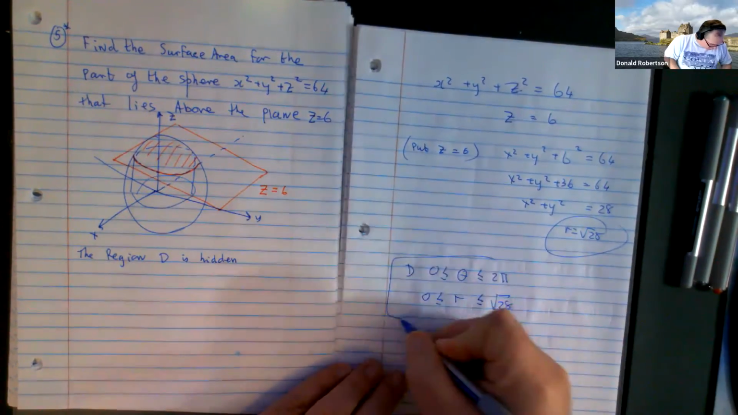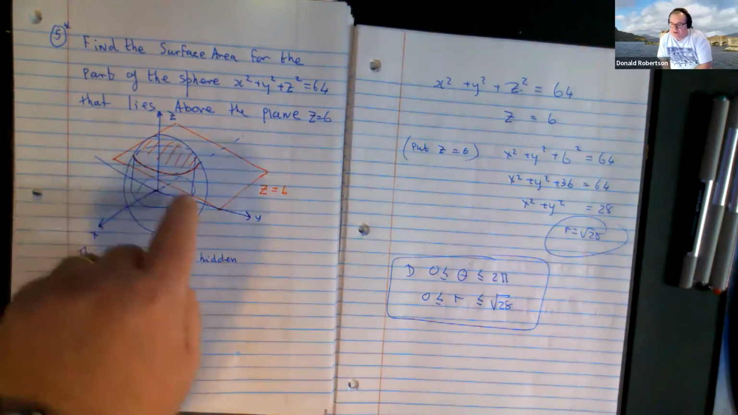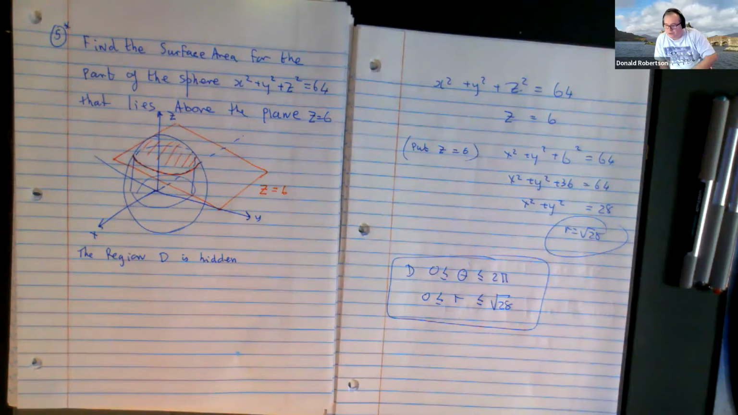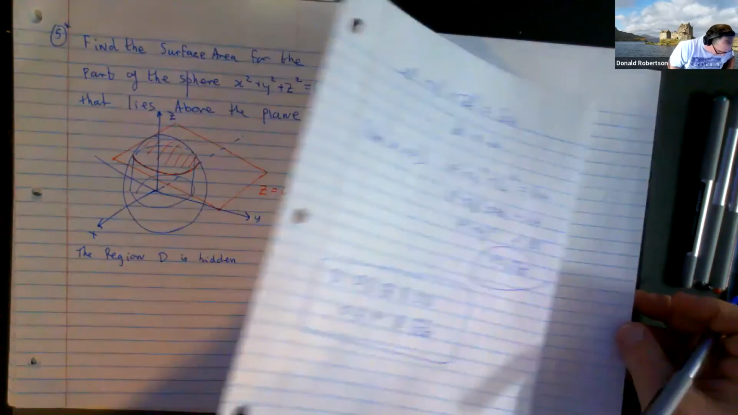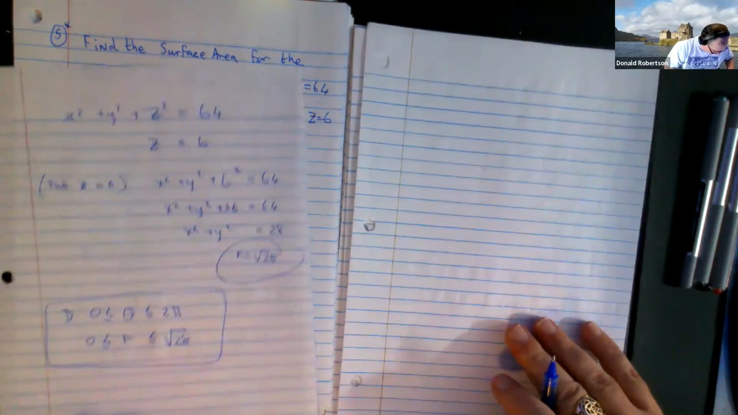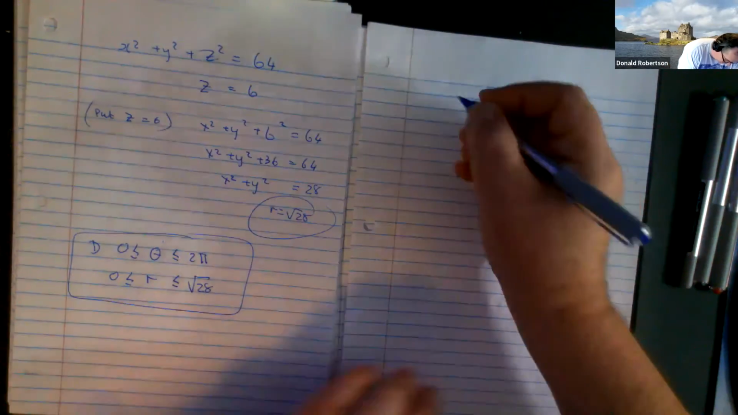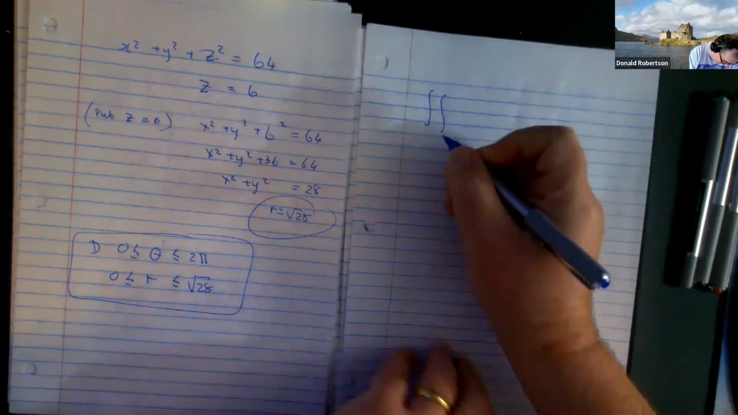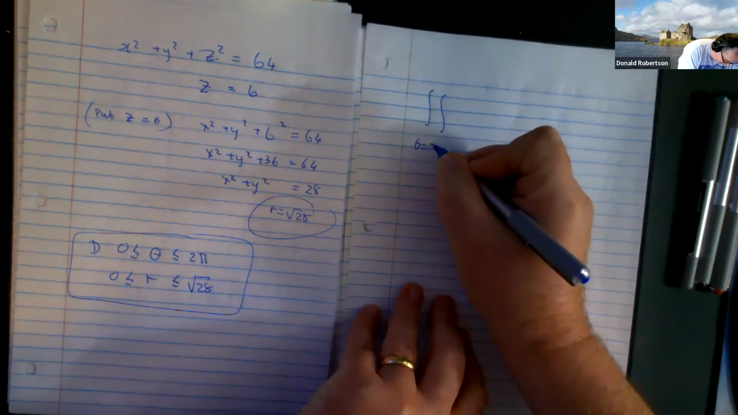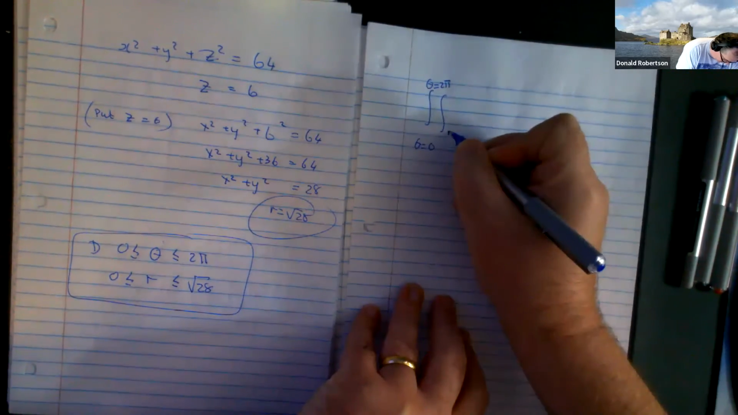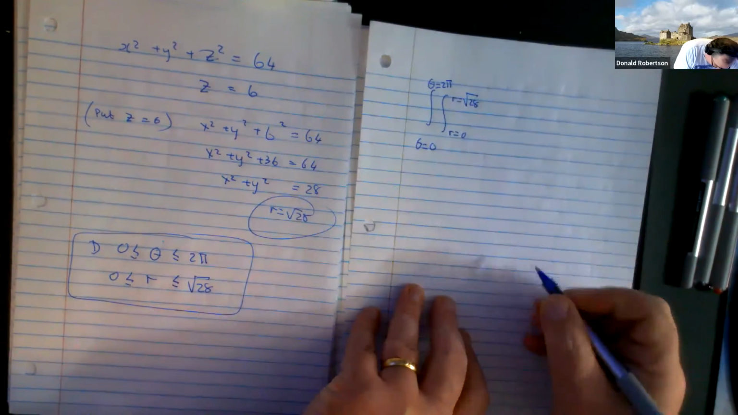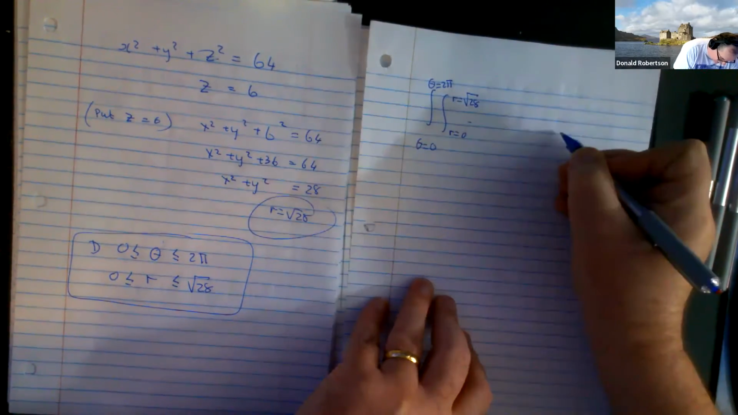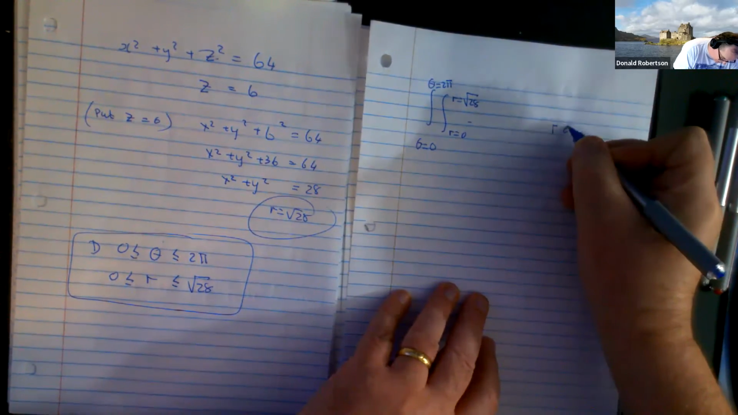Are you comfortable about how I found this circle on the floor based on a sphere meeting up with a Z equals 6 plane? So our double integral for the surface area, which I'm now going to move over here, is going to be from theta equals 0 to theta equals 2 pi, and from r equals 0 to r equals the square root of 28. Now we've got a piece in here that we haven't quite figured out, and then it's going to be r dr d theta.